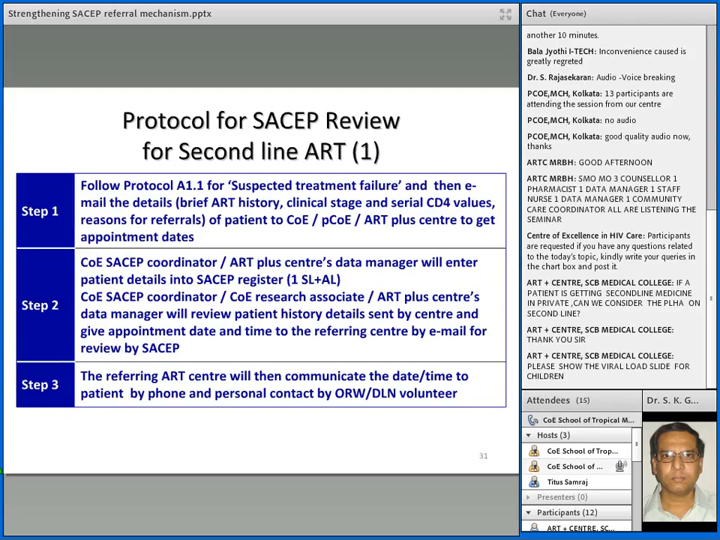And the referring ART center will then communicate the date to the patient. Don't expect that this is the responsibility of the SACEP to communicate to the patient. At times there are some ART centers that expect that the SACEP will communicate the date and time to the patient by phone and personal contact by the outreach workers. But it's the responsibility of the ART center. Once they get the appointment, they would be required to contact the patient either over phone or through outreach workers of CSC or the DLN volunteers. This we need to remember.